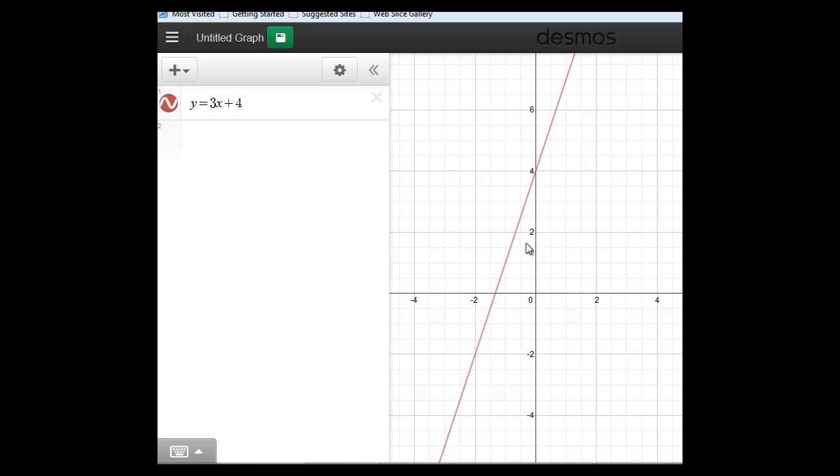Where does this line hit our y-axis? It hits our y-axis right here at the point 0, 4. That's where this number is coming into play. Let's go back to our notes.